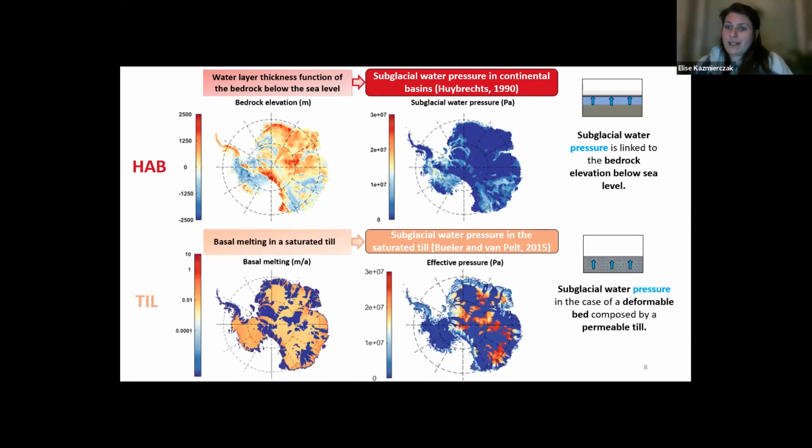The second representation, the till representation, is a soft deformable till saturated by basal melting and also coupled by the pressure. In this case, the effective pressure is a function of the properties of the till, like its porosity, compressibility, and the thickness of the water in it. You can see on the bottom figures the link between basal melting and subglacial water pressure. The values equal to 0 in the basal melting figure correspond to places where the ice is assumed to be frozen with the bed.